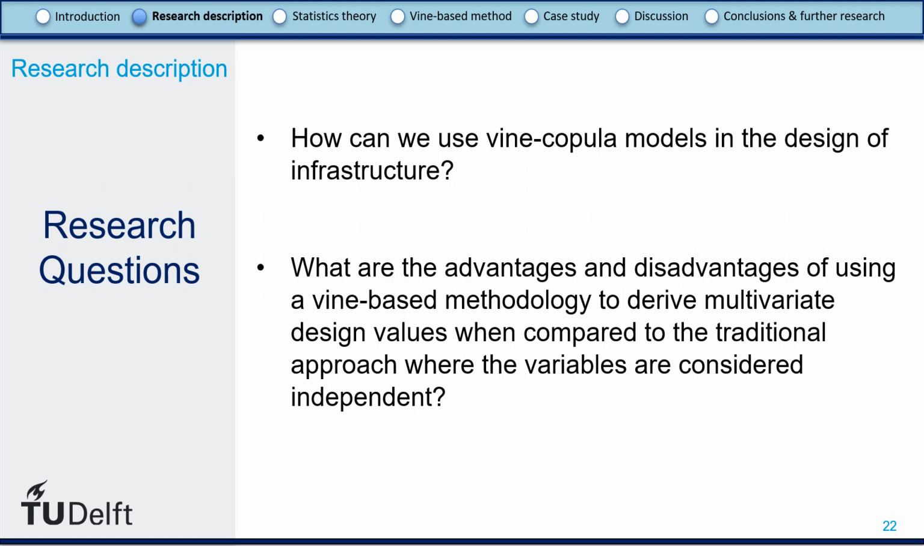So in order to answer these gaps, I decided to formulate two main research questions that are directed towards the engineering community. And the first one: how can we use the vine copula models in the design of infrastructure? And what are the advantages and disadvantages of using a vine-based methodology to derive multivariate design values when compared to a traditional approach where the design variables are considered to be independent?